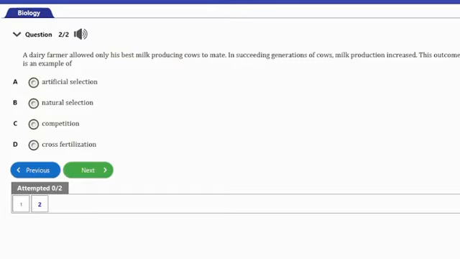Actually, in this situation, the farmer intervened in the breeding to produce the desired traits that he needed in the offspring. So it's not going to be a natural selection. Rather, guys, this is an artificial selection. So that's it for that question, and this is where we'll end this video for today.